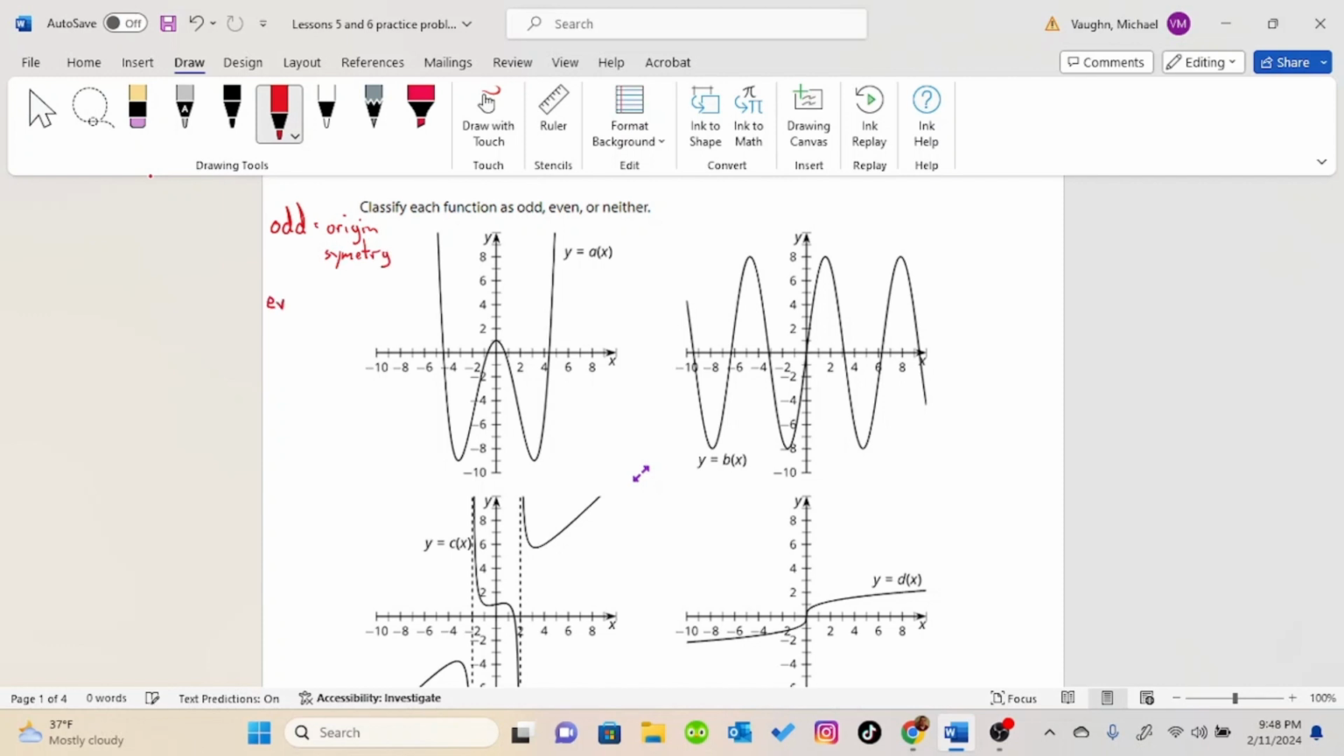An even function is symmetrical about the y-axis. And neither is neither symmetry.